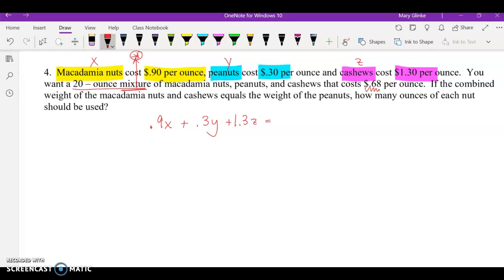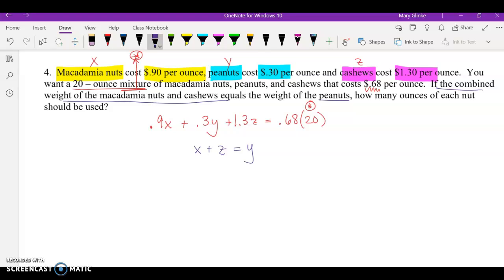Overall, we have our price per different type of nut times how much of that nut we're going to use. So we're going to use the price per ounce in our total mixture, but we have to multiply it by the total number of ounces. That's where you had to do the price times the amount. The combined weight of macadamia nuts and cashews is equal to the weight of the peanuts. So we have x plus z equals y.